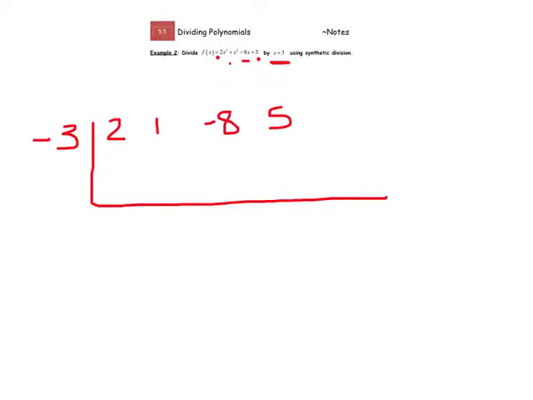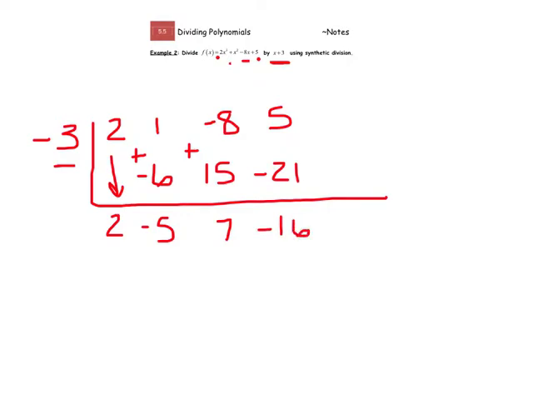All right, and then this one's just memorizing the process. So you're bringing down the first term, which is 2. You're going to multiply negative 3 times 2, and you're going to put that there, negative 6. And then you're going to add down. 1 minus 6 is a negative 5. Multiply again, negative 3 times negative 5 is a positive 15. Add down, and you get a 7. Negative 3 times 7 is negative 21. Add down, you get negative 16.